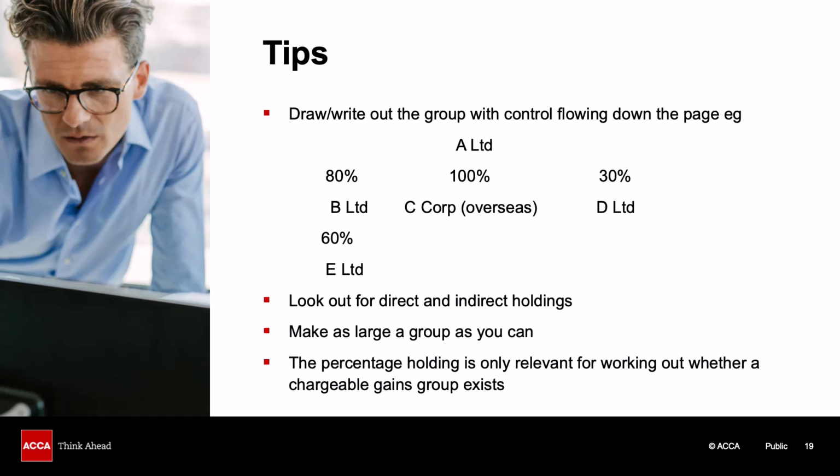You want to make the biggest chargeable gains group you can in order to give the group as a whole more options to save tax, so that's similar to what we did for group relief groups. And the percentage relationship between a parent and its subsidiary is only relevant when we're working out whether a company forms a chargeable gains group with another. It doesn't actually restrict the amount of relief the company can obtain.